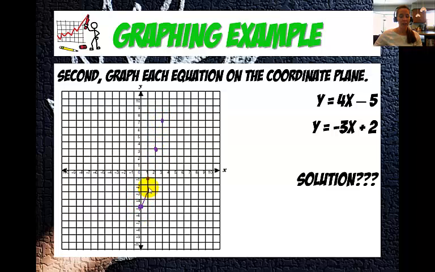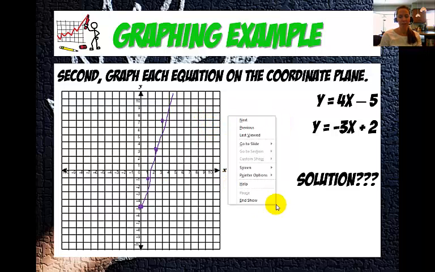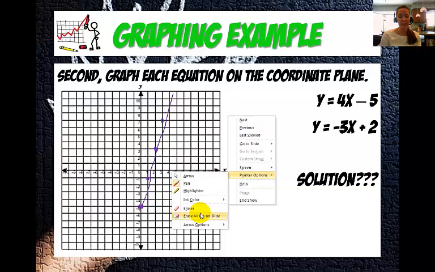And then connect your dots, and that line is a picture of all the points that could be plugged in for x and y to make that equation true. Not the prettiest line. All right, let's try another one in a different color.